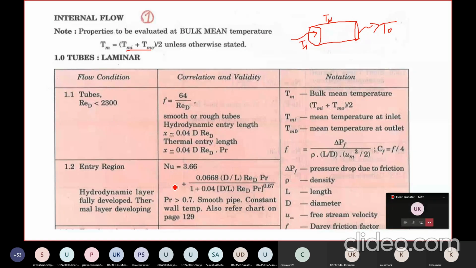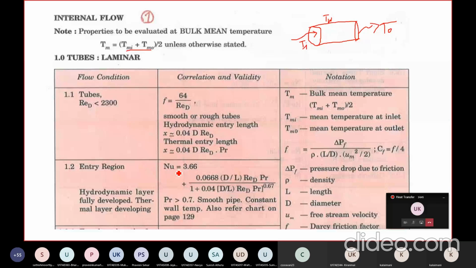While this situation occurs, we have to use the Nusselt number formula: Nu equals 3.66 plus 0.0668 (d by L) Re_d Pr, divided by 1 plus 0.04 [(d by L) Re_d Pr] whole power 0.67. This is for the case of Prandtl number greater than 0.7, where we consider the pipe to be a smooth pipe with constant wall temperature. Using this formula, we can find the Nusselt number.